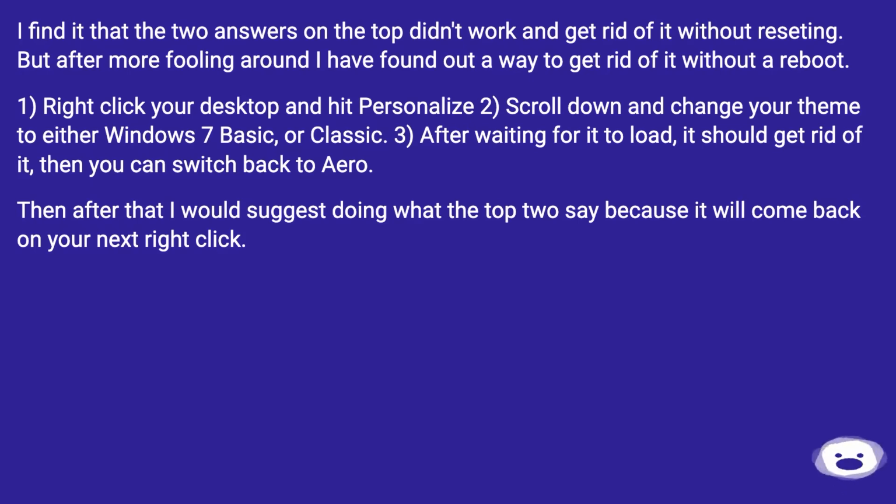1. Right-click your desktop and hit Personalize. 2. Scroll down and change your theme to either Windows 7 Basic or Classic. 3. After waiting for it to load, it should get rid of it, then you can switch back to Aero. Then after that I would suggest doing what the top two say because it will come back on your next right-click.